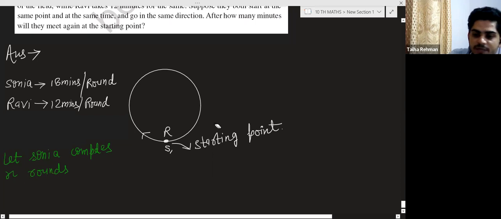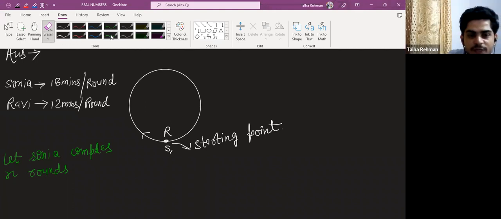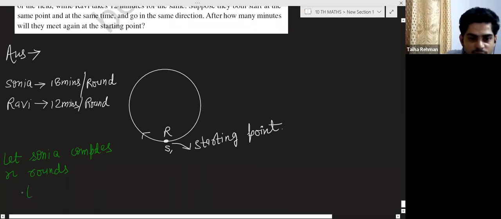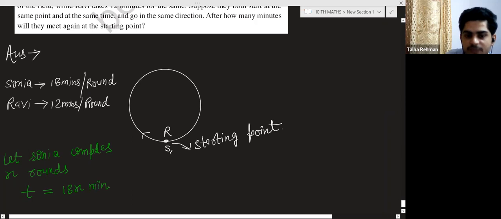We have less time. So the time taken by Sonia will be T for time. One round is completed in 18 minutes. So X rounds will be completed in 18X minutes. Unitary method.